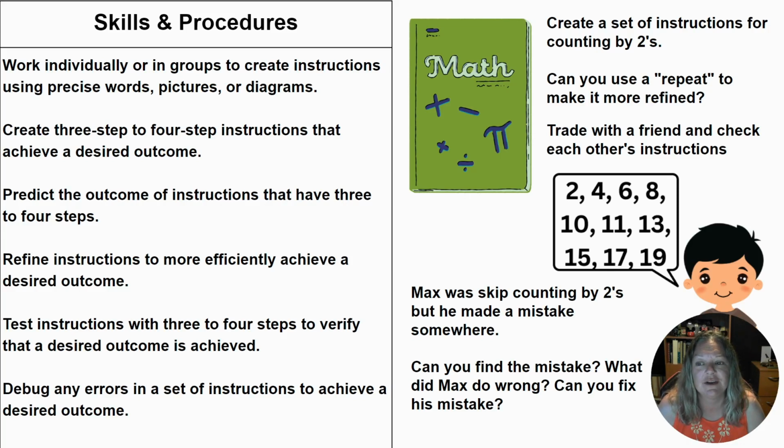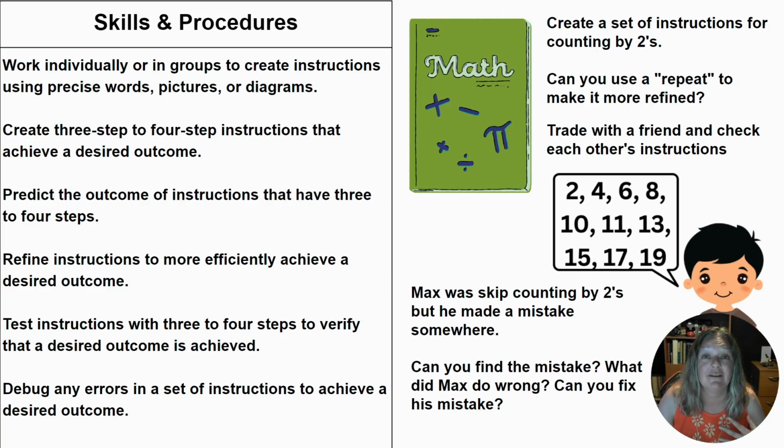And then we're going to work out that instruction. And then is there a way that we could use a repeat, or can we trim that down and make it easier so that someone could count on forever? And then trade with a friend. Let's collaborate together and compare our instructions and work together to refine them and see if there are any errors.